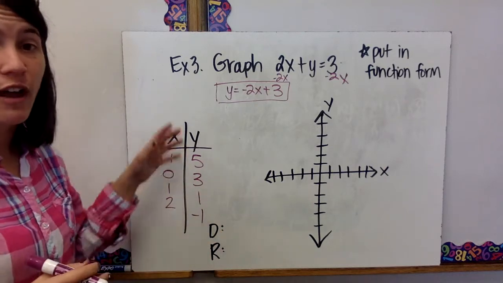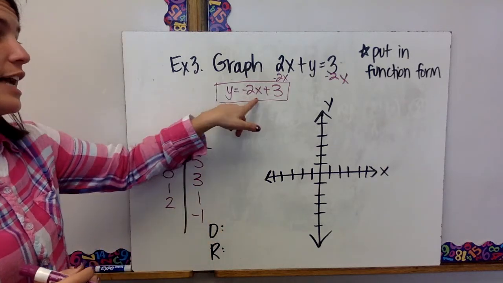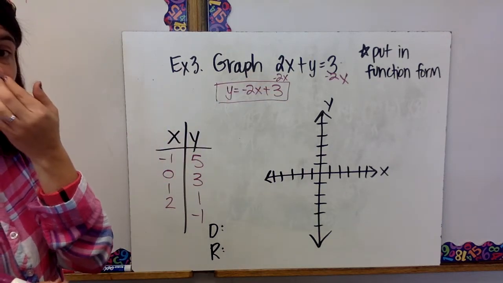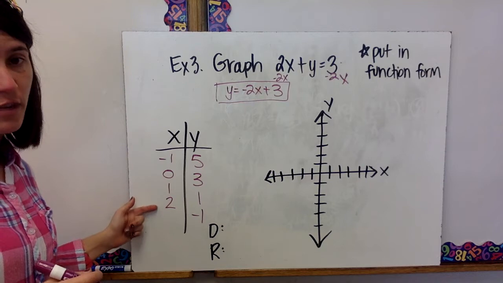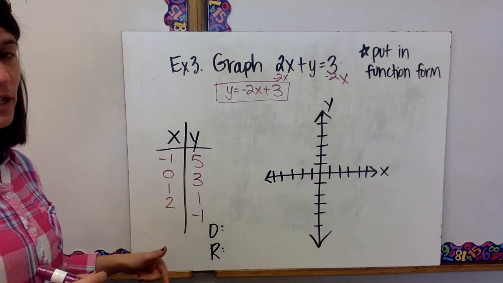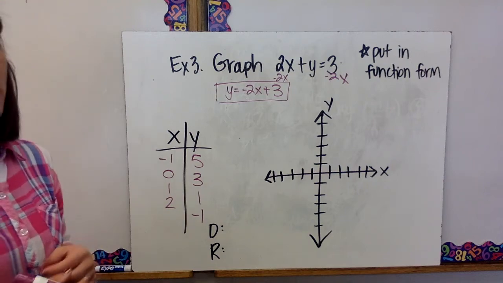If you're not sure how I got those numbers, I took my input, put it into the x, substituted it in, and then found my output. Notice these are increasing by 1, and these are decreasing by 2. Minus 2, minus 2, minus 2.